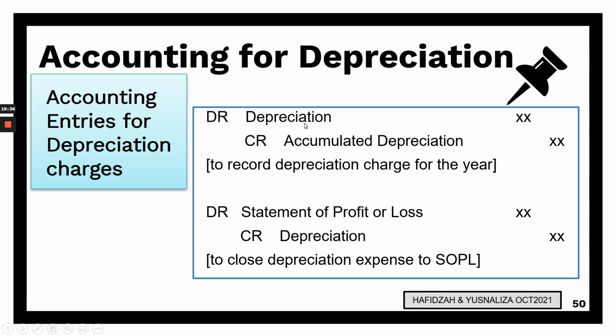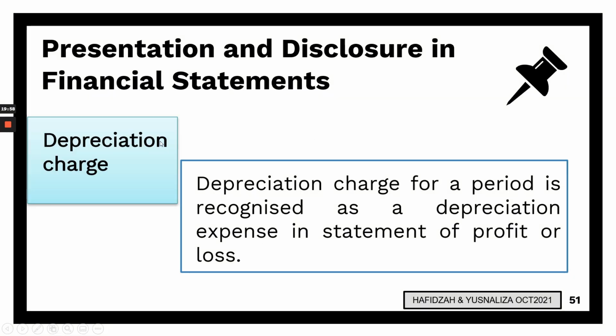And this depreciation is an expense, and if it's not stated otherwise, it will normally be under admin expense, but however if it's used for selling purpose, it will be under selling expenses or distribution expenses. So this is how you record for the year. Every year must be recorded. So let's look at the depreciation charge for the period. It is recognized as a depreciation expense yearly in the statement of profit or loss.